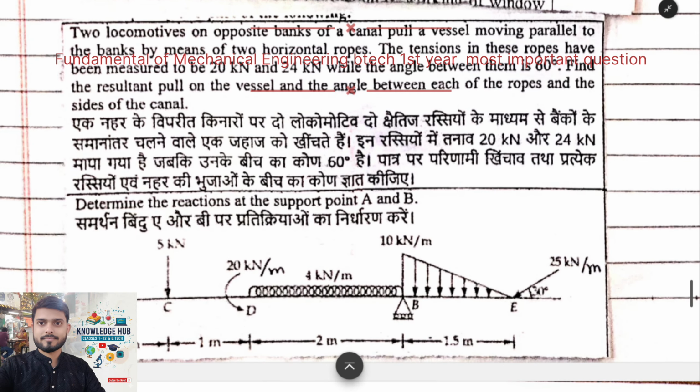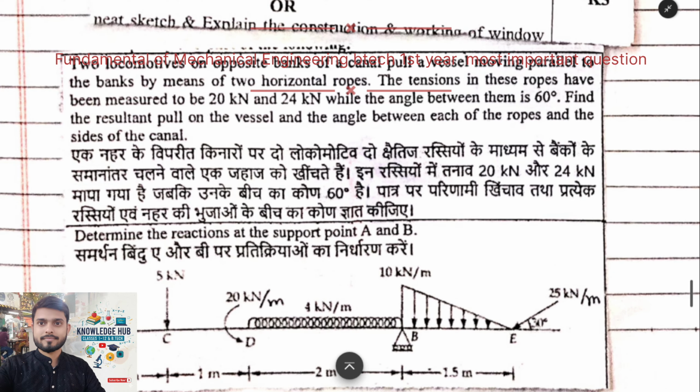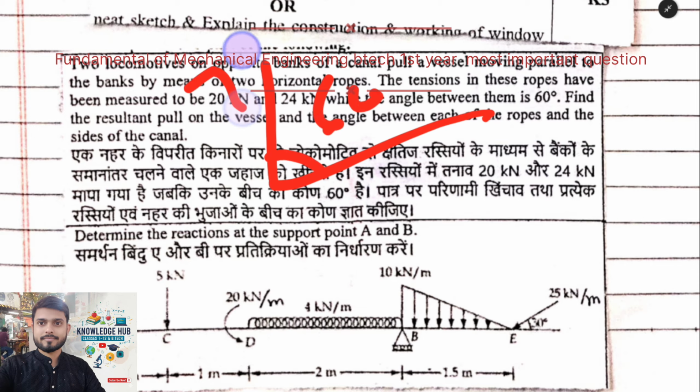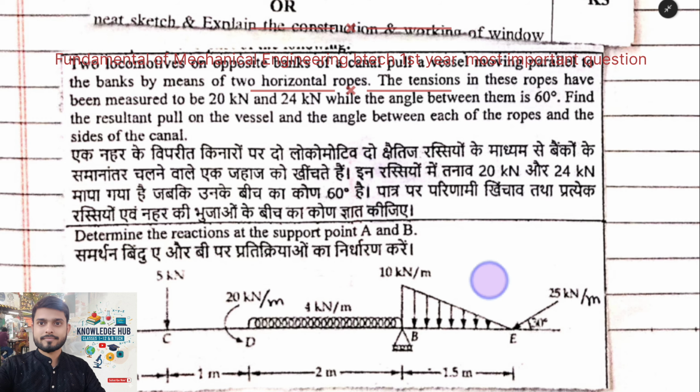Now we'll go to the second one. Two locomotives on opposite banks of a canal are pulling a vessel moving parallel to the bank by means of two horizontal ropes. The tensions in these ropes have been measured as 20 kilonewton and 24 kilonewton, while the angle between them is 60. Find the resultant pull on the vessel. Basically the angle is 60 degrees, with 24 and 20 kilonewton. If you have memorized your formula, then you can solve this question.